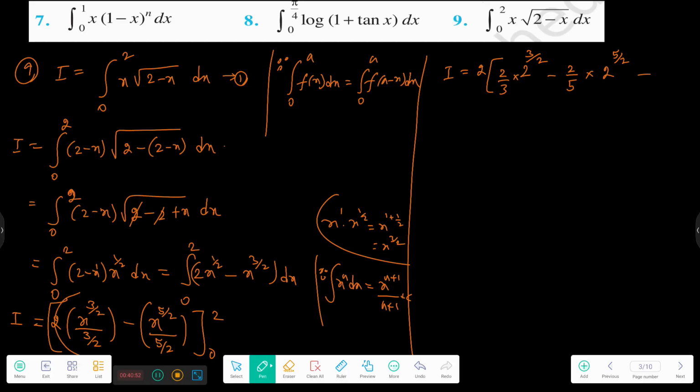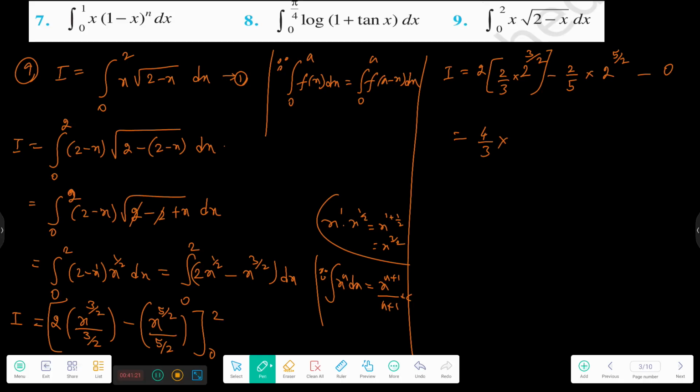Minus, what am I getting for the lower limit? Everything will become 0 when you apply 0, because x power 0, power anything is 0, by anything is 0 again. So the lower limit is 0. And this 2 multiplies only the first term, not everything. Be careful when you apply limits. Right, fine. This 2 twos are 4 divided by 3.